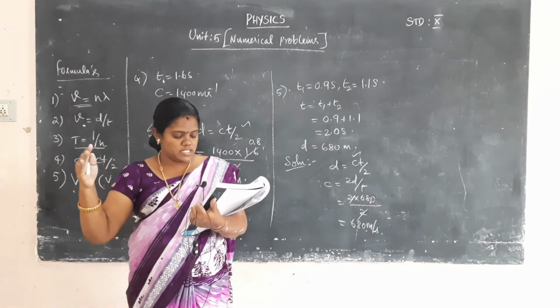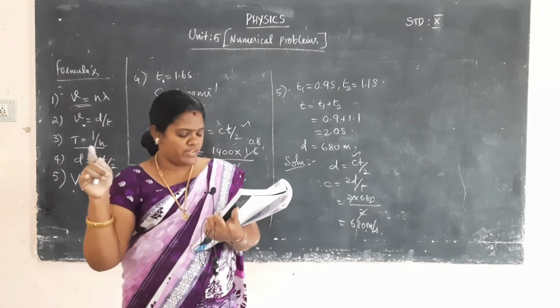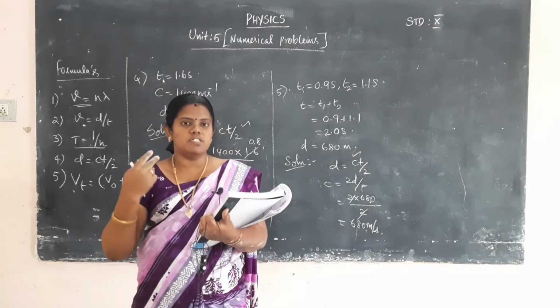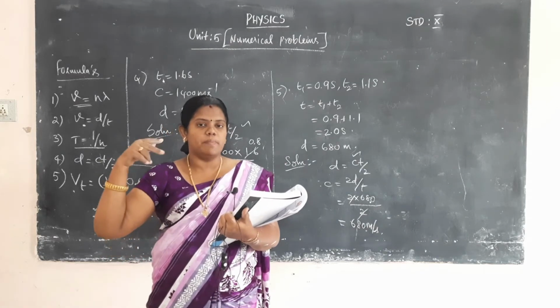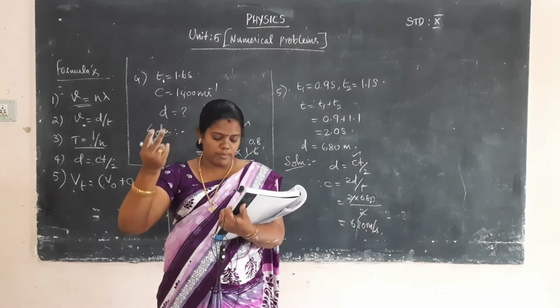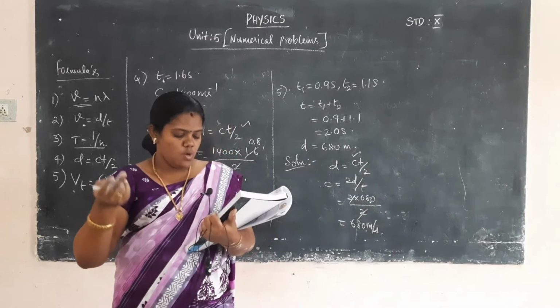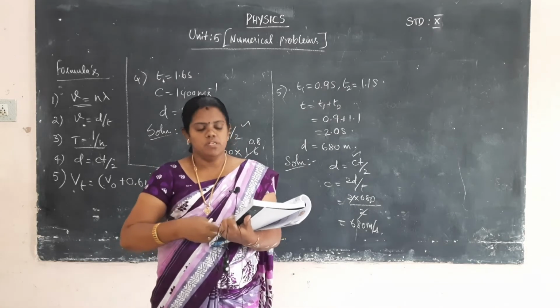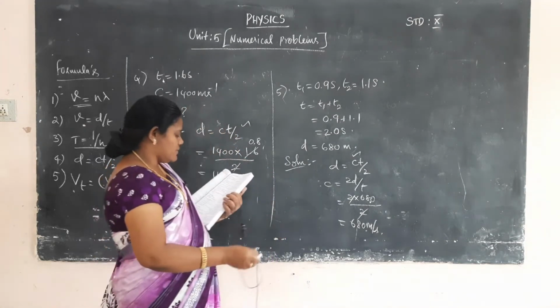The distance between the two boats is 4.5 kilometer. One person creates a sound under the sea water, the sound travels under the sea water, and it is received by the other person after 3 seconds. What is the speed of the sound in water? This is the question.